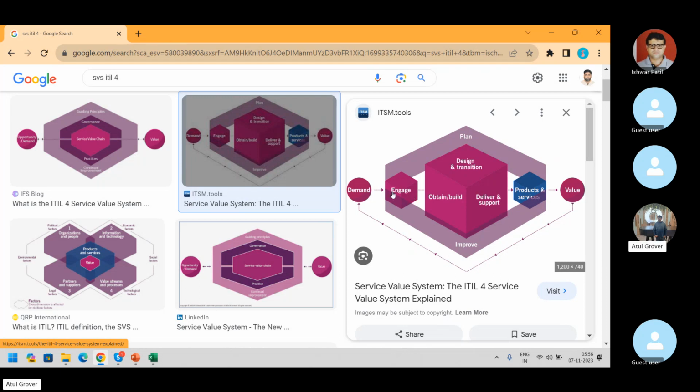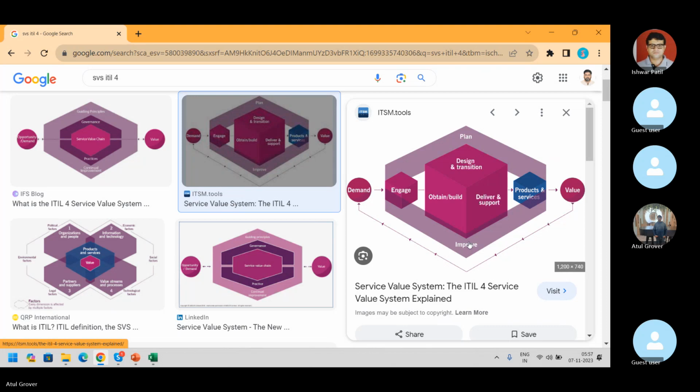So engaging the right people at the right time is important in that particular part. If you notice, these work hand in hand like this: plan, improve, engage. Now, when you're designing it, plan the design, engage the people, improve the design.